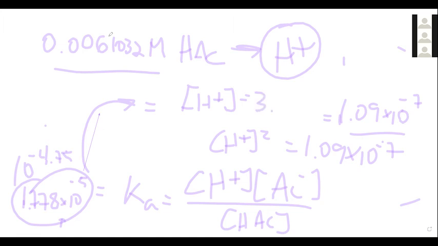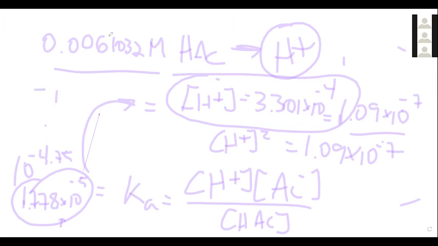3.301 times 10 to the -4 power. So we finally have our concentration of H plus, and so we just take the minus log of that, and we get the pH. So the pH would be a little bit less than 4, like 3.7 or something like that.